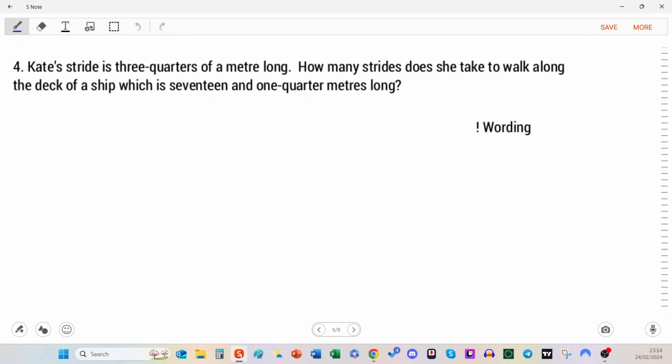Kate's stride is 3/4 of a meter long. How many strides does she take to walk along the deck of a ship, which is 17 1/4 meters long? Now, feel free to have a go at that while I take a drink, and do it however you want. Draw it if you wish.